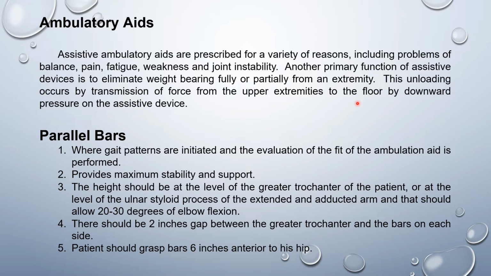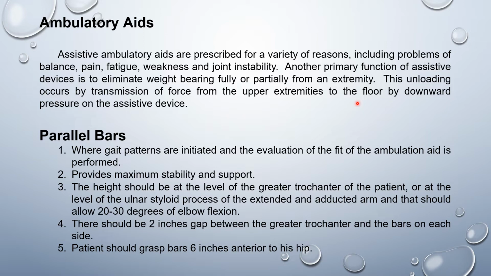There should be a 2 inch gap between the greater trochanter and the bars on each side, so that it is not too narrow. Because if the distance is narrow, you will have a problem in walking. The patient should grasp the bars 6 inches anterior to his hips. Okay, remember the 2 inch gap between the greater trochanter and the bar, and the patient grasps the bar 6 inches anterior to his hips. So you note that statement.